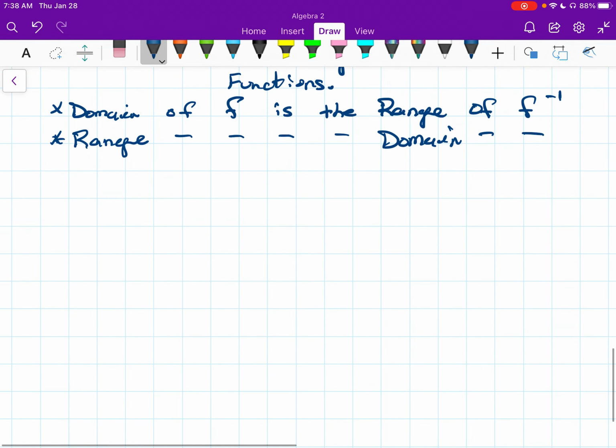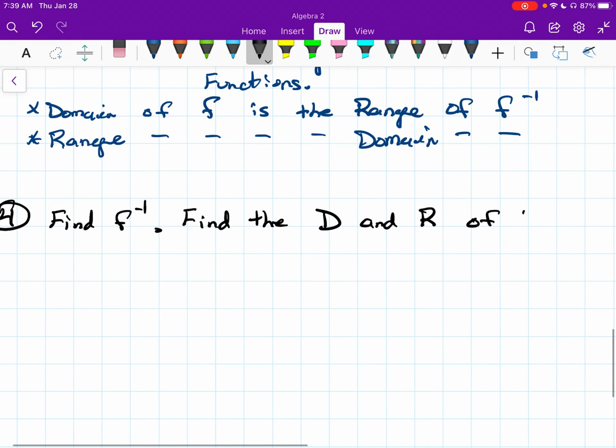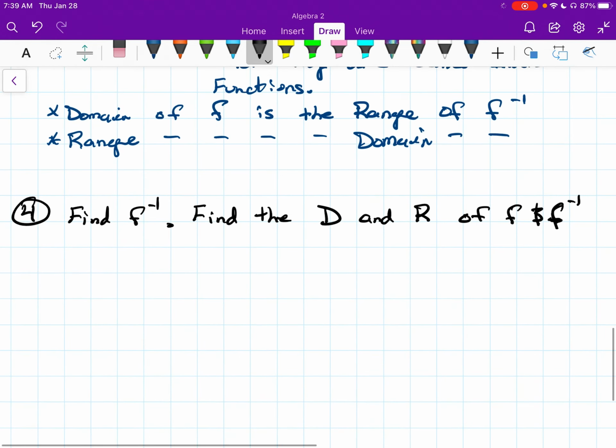All right, example number 4. This says find f inverse and find the domain and range of f and f inverse. So our problem here is f of x equals root 2x plus 2.